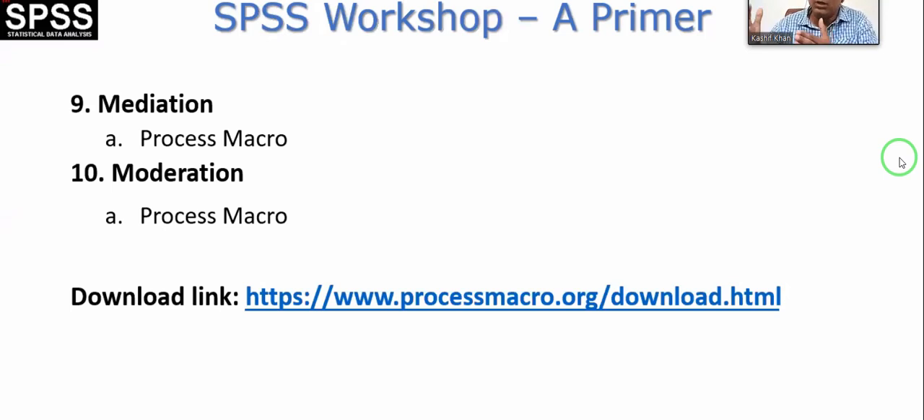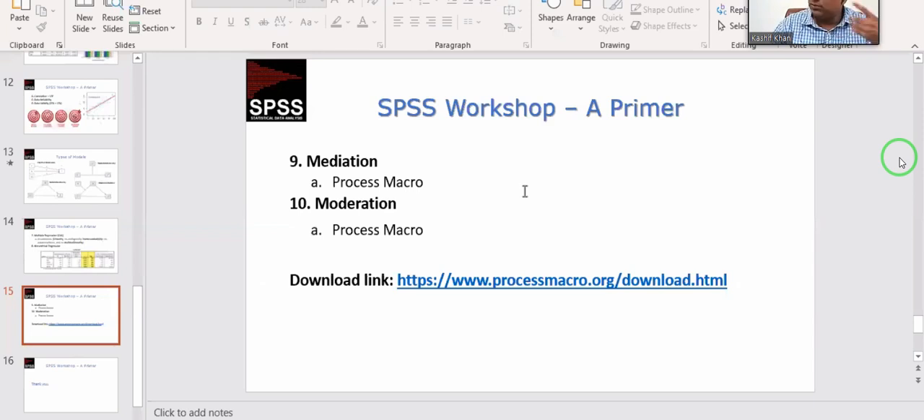Likewise, when you run structural equation modeling, don't say that PROCESS and structural equation modeling are the same. No, they are not, and the results could be different. No one is better. They all are good. It's really up to you, whichever you want to use.